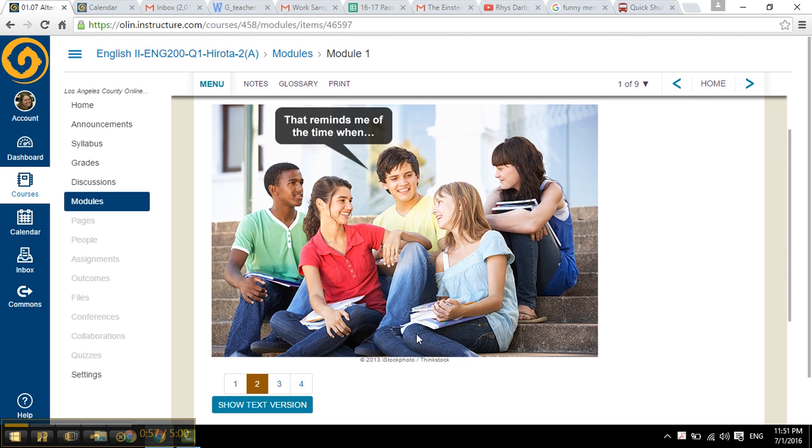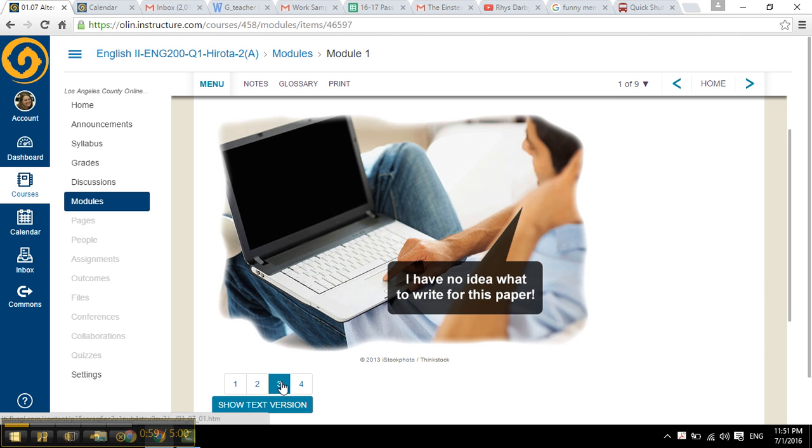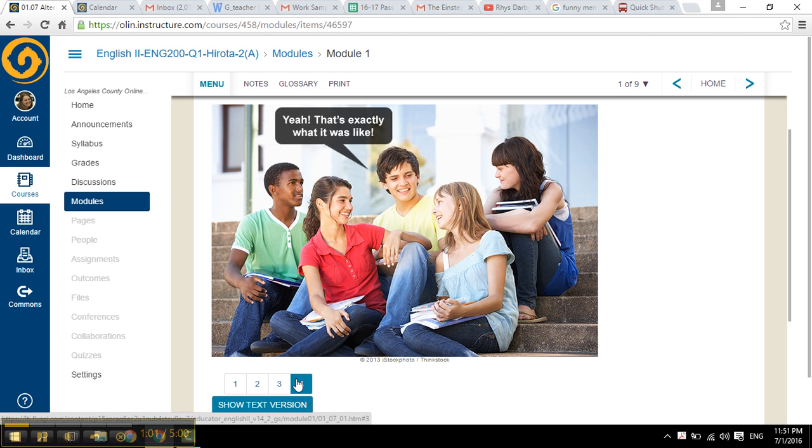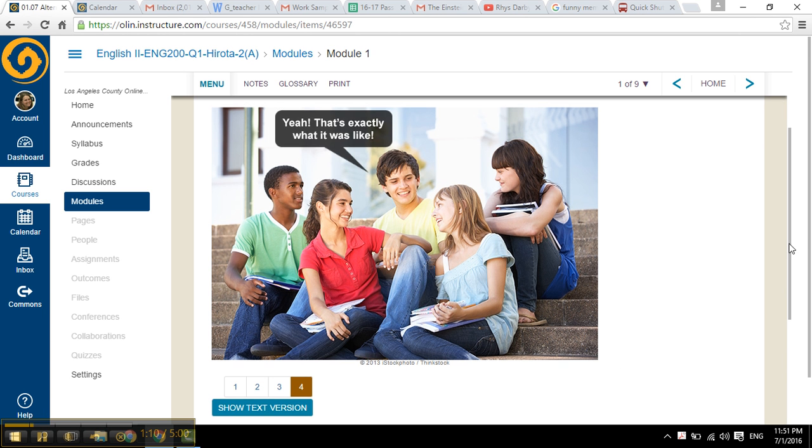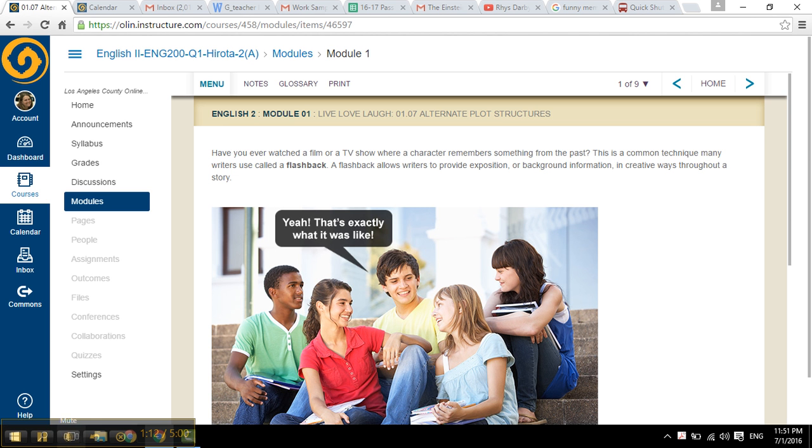The next one says, that reminds me of the time when I had no idea what to write for this paper. Yeah, that's exactly what it was like. Okay, so she's flashing back and remembering when she didn't know what to write before. Okay, so then you'll take a look at this and then go back. Actually, I just read it all to you. So you can start with page 2.